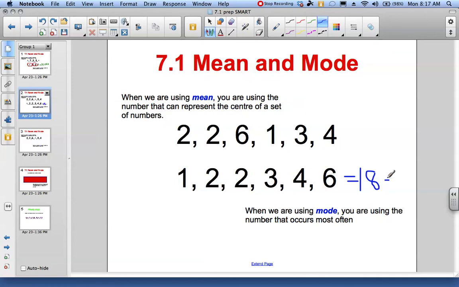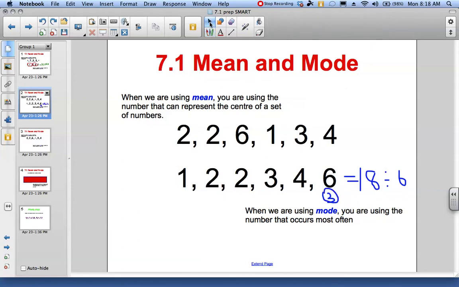And then of course, finding my mean, I have to divide that by the number of digits in my data set, or the number of numbers in my data set: 1, 2, 3, 4, 5, 6. 18 divided by 6 is 3. So in this case, 1 plus 2 plus 2 plus 3 plus 4 plus 6, I add up all the numbers in my set, which was 18. I have 6 numbers in my data set, so I divide 18 by 6. That means that 3 is the mean for this data set.